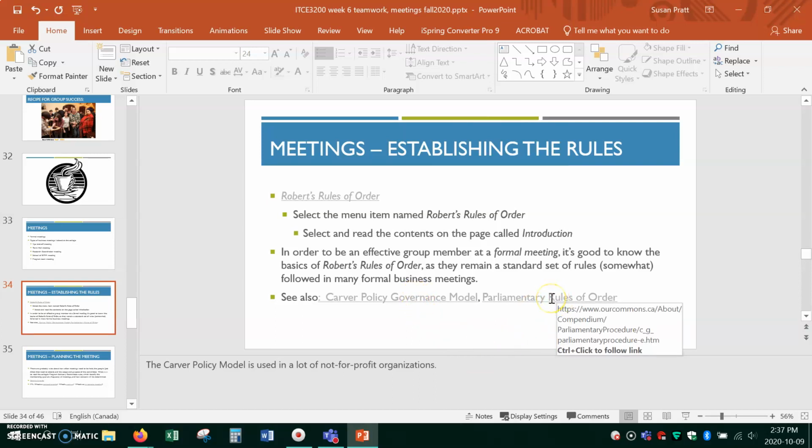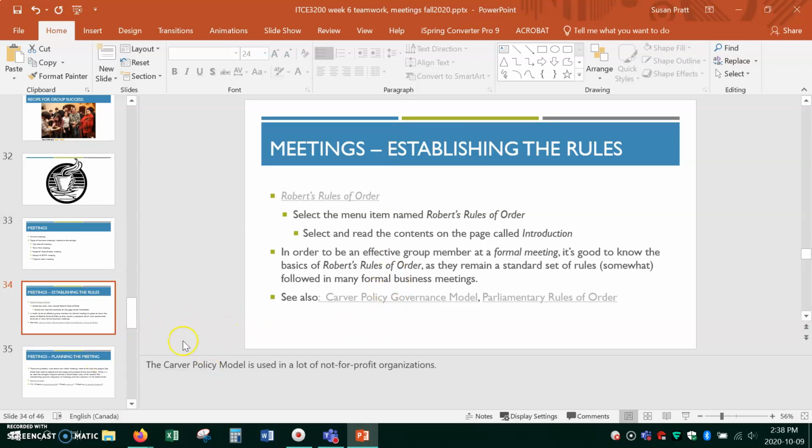Or the Parliamentary Rules of Order, which is what the Government of Canada uses to make sure that things are organized and there's order and process and all kinds of nasty things don't happen at the meetings, that everybody knows what to expect and it's run nicely.